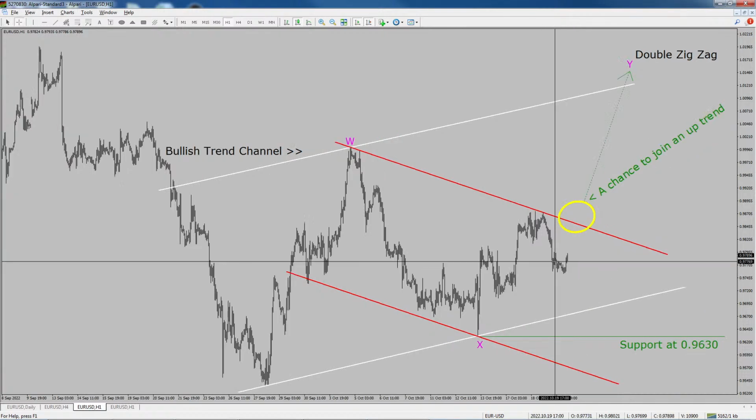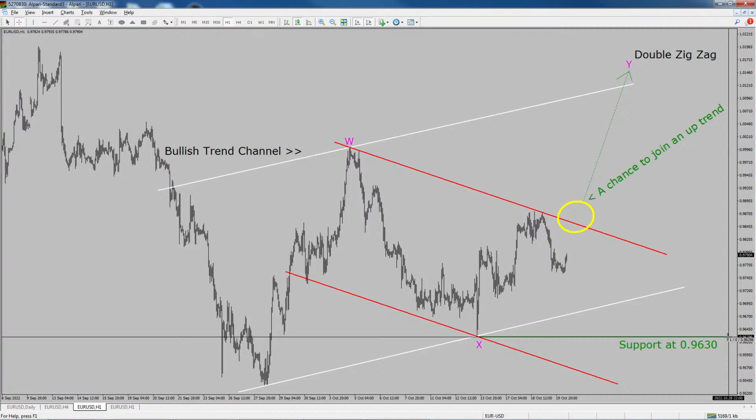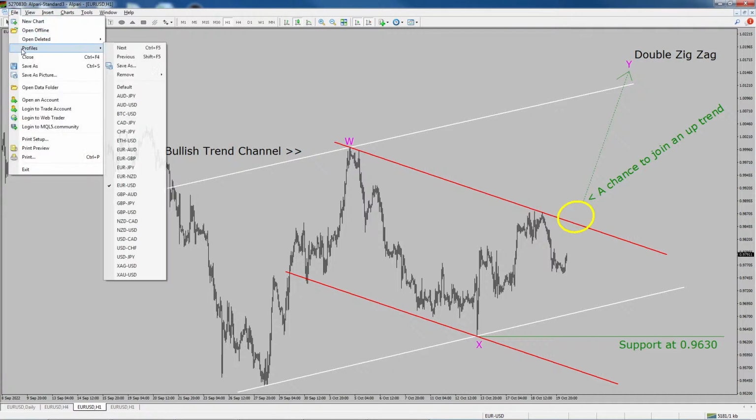Now, what if prices keep falling down? Well, if that's the case, we have a support at 96.30, and if the market breaks below the 96.30 support level, the uptrend is going to end in the 1 hour chart of the euro dollar currency pair. Okay.